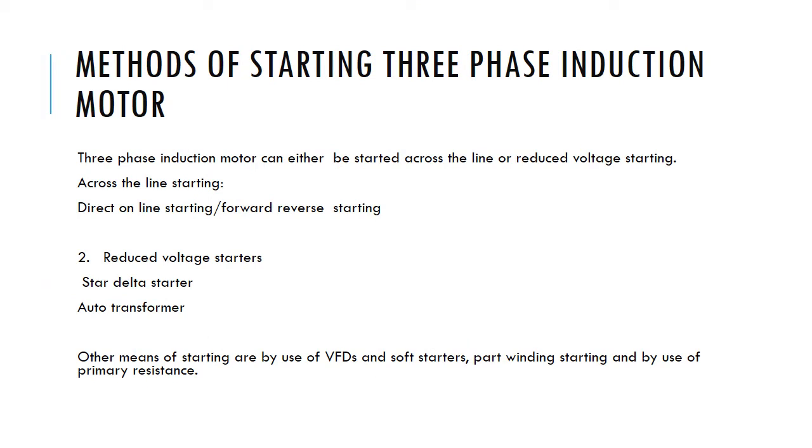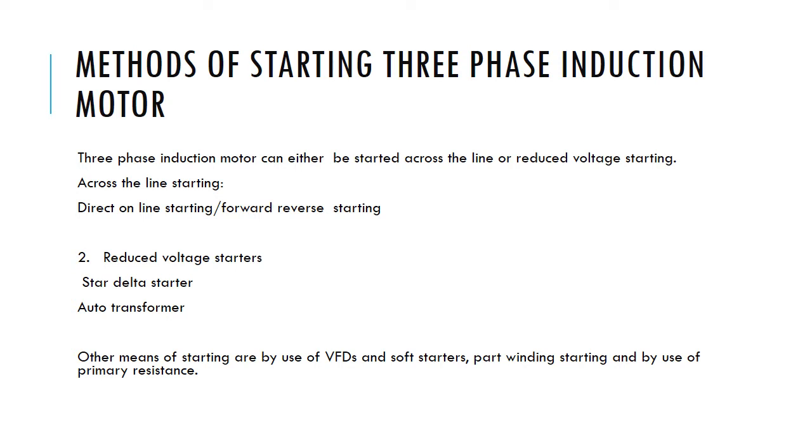To start with, let us look at the method of starting three-phase induction motors. Generally, these three-phase induction motors, during starting, draw a lot of current, 6 to 8 times the full load current, and therefore you need to come up with mechanisms of how you can limit that current. We have two categories: across the line starting and reduced voltage starters.